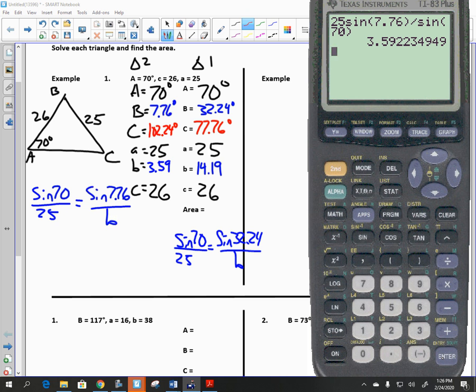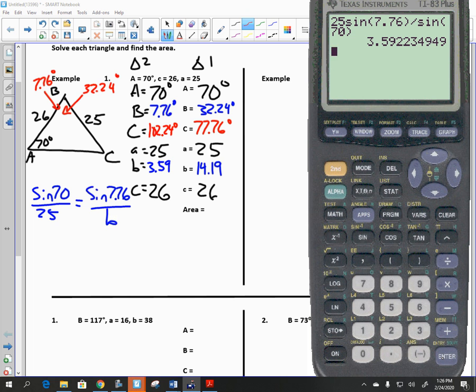I want to go back to JJL's last question so we can investigate the area, and then we'll do our other one, and we'll let you guys work through this. But JJL, you're talking about the area, right? For area, we just need two sides and the included angle. So we got 26 and 25, right? So angle B is 32.24 for that triangle, and angle B is 7.76 for the other triangle, right?